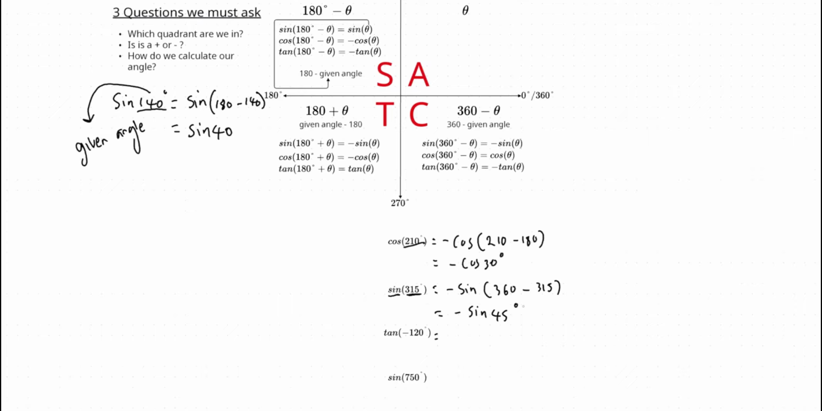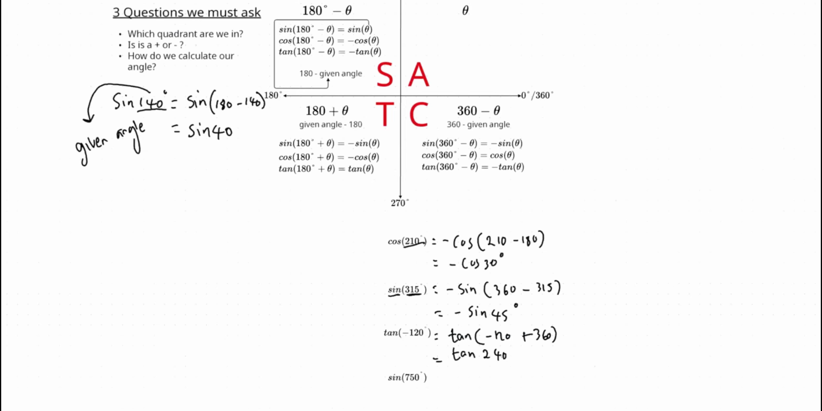So let's get back to the question, tan of minus 120. The first thing I do here, before we ask ourselves the three questions that we usually ask, is get this into a positive angle. So we'll say minus 120 plus 360. Now, as I said, we can do this as many times as we'd like. And when we add 360, we end up with tan 240.